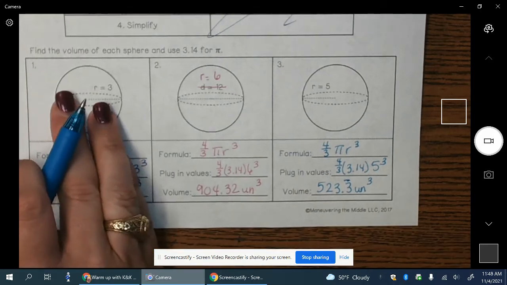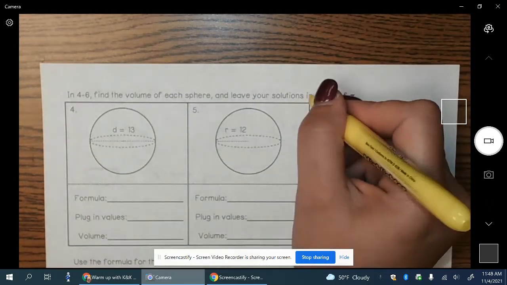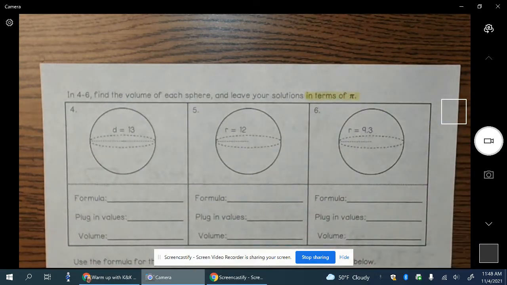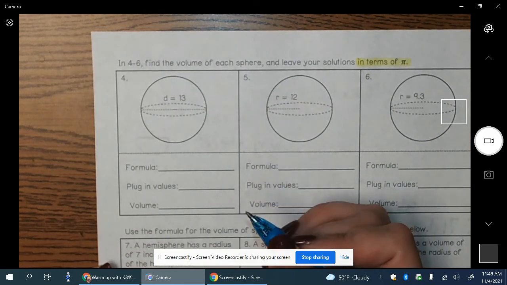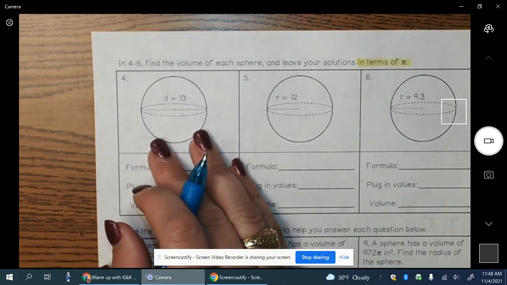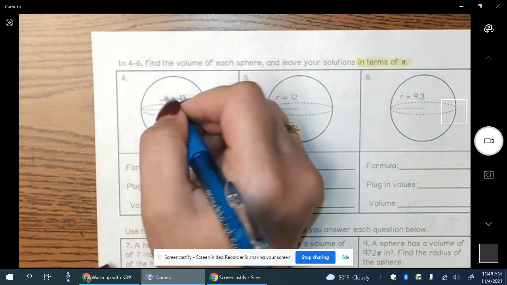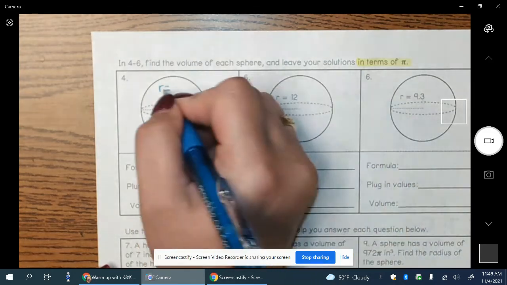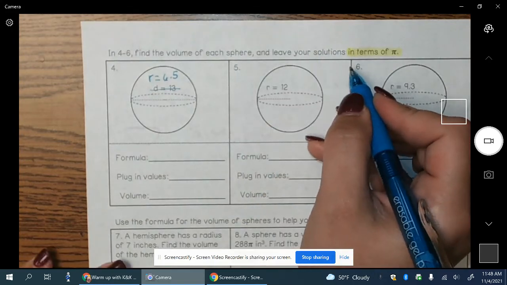Okay, on the back, what do the directions want us to do? We have to find the volume of each sphere and leave your answer in terms of pi. That means you don't include 3.14, but you put the pi in. So on the first picture, do we have the radius? No, we have the diameter. Brandon, what's the radius? 6.5. Thank you, Brandon.